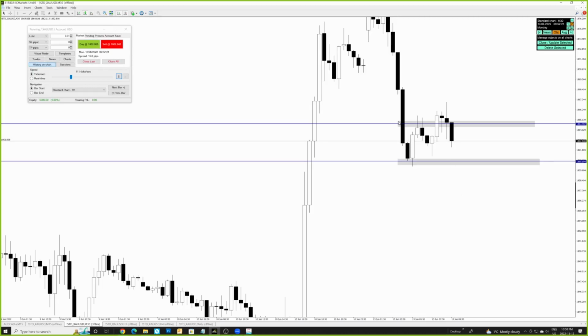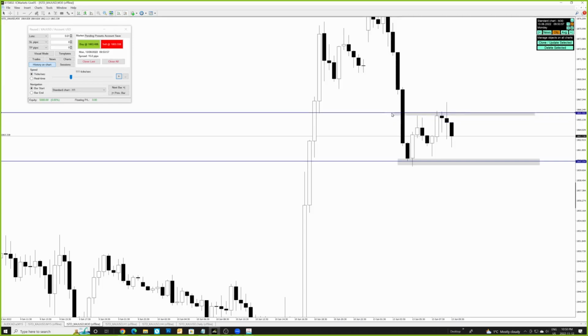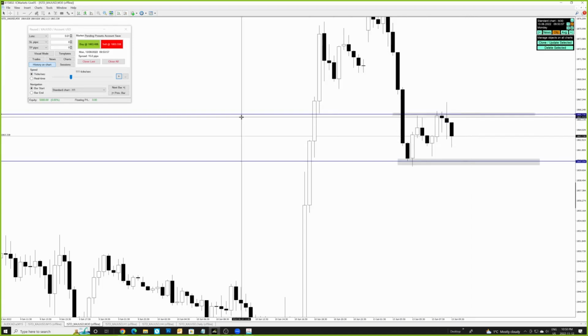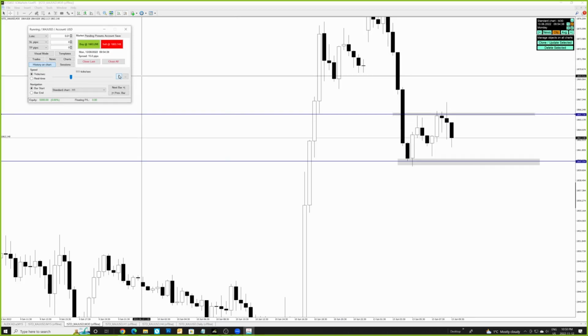So now the dynamics have changed a little bit, right? And this is something that we all have to understand. See, we had resistance here previously. Now we've created a new resistance, which is right up over here. See, now the range has become a little bit bigger. So that's a new resistance at this point.